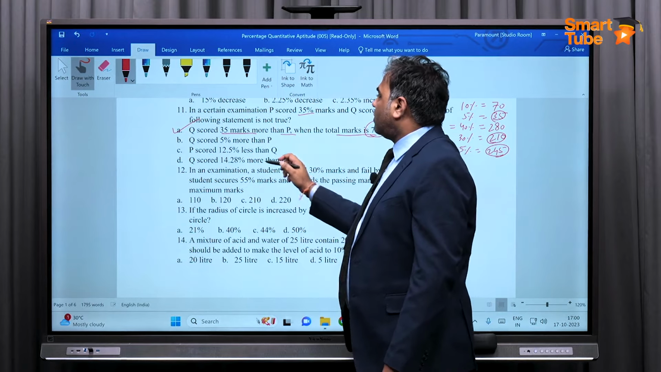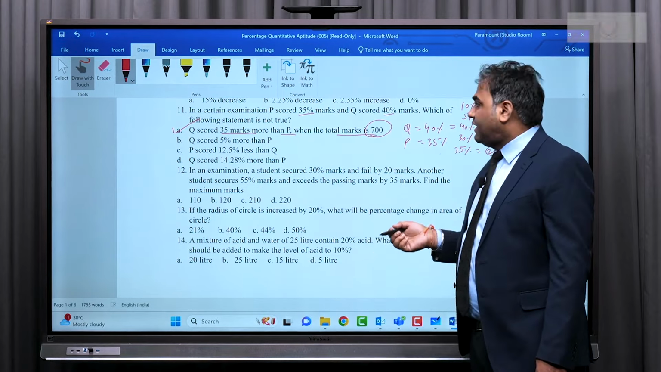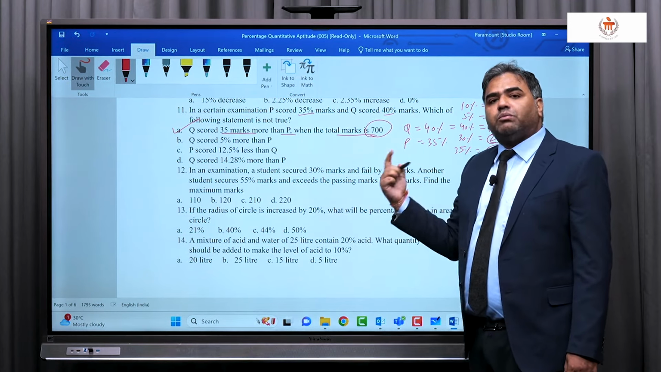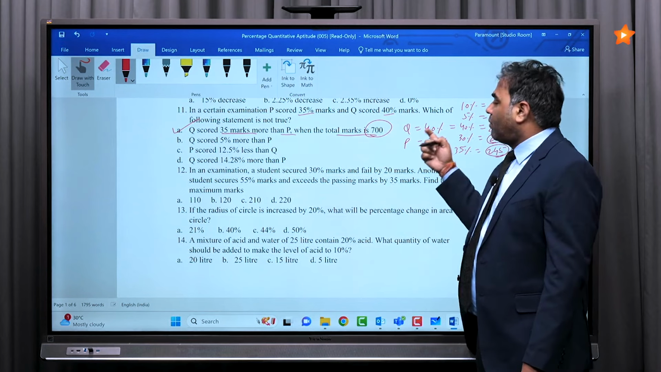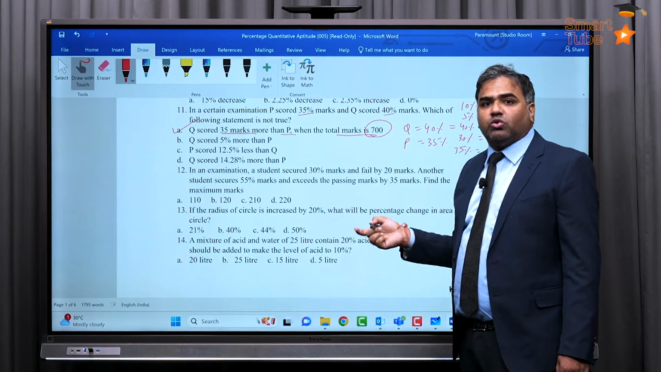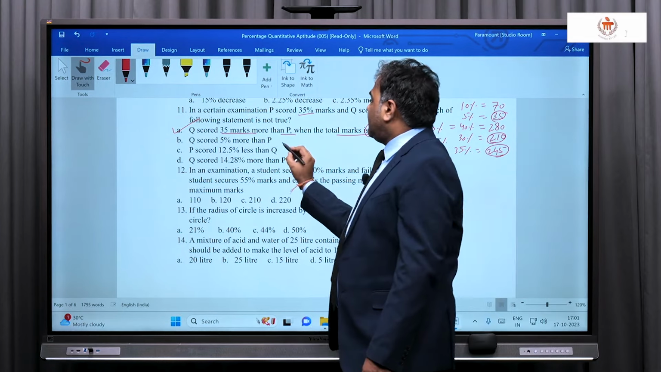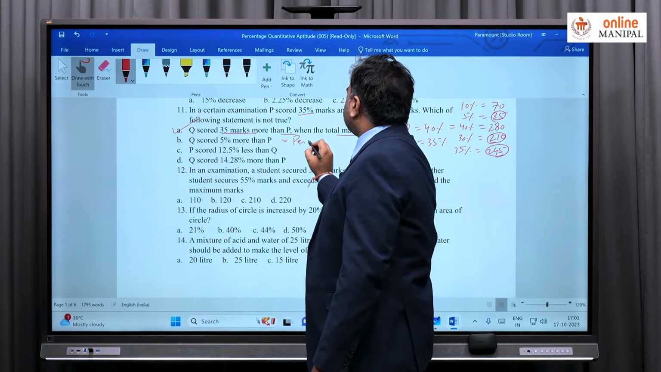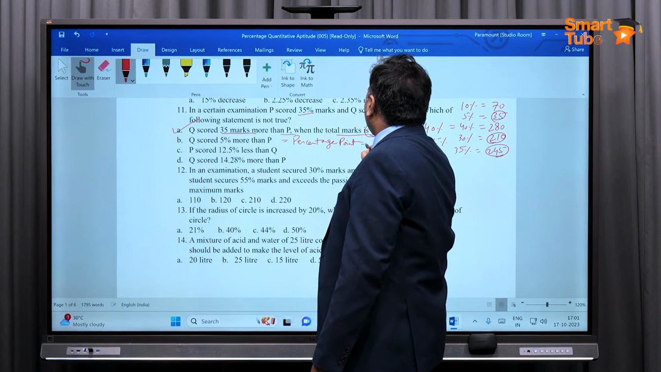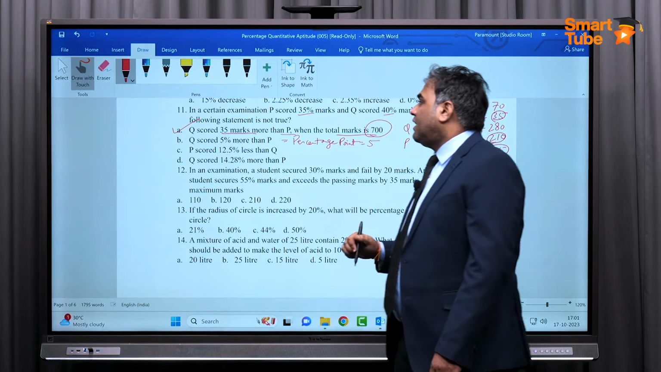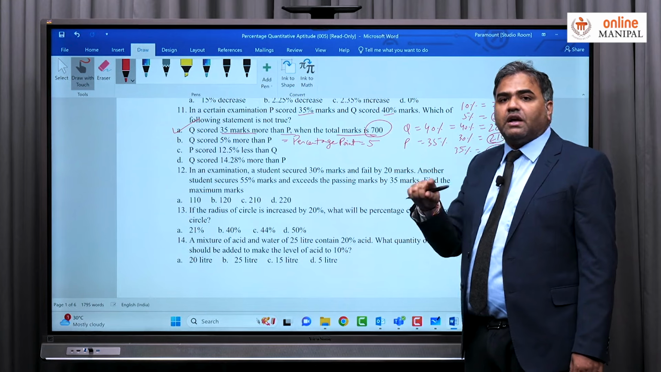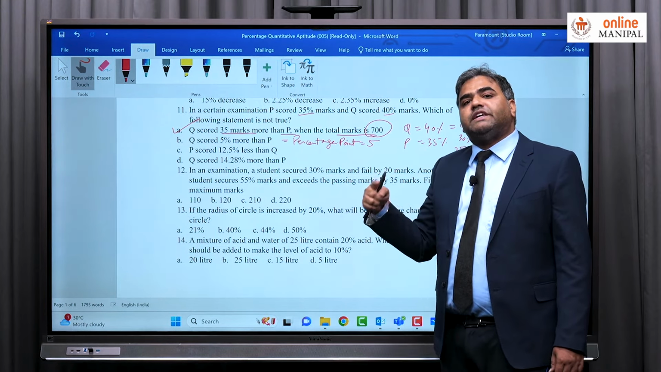Then, Q scored 5% more than P. Please understand, Q does not score 5% more than P. When you talk in terms of percentage, Q scored how much more than P? That is nothing but 1 by 7, 14.29%. It won't be 5%. There's a word called percentage point. So Q scored 5 percentage points more than P, but Q does not score 5% more than P. Please understand that percentage is different from percentage point.